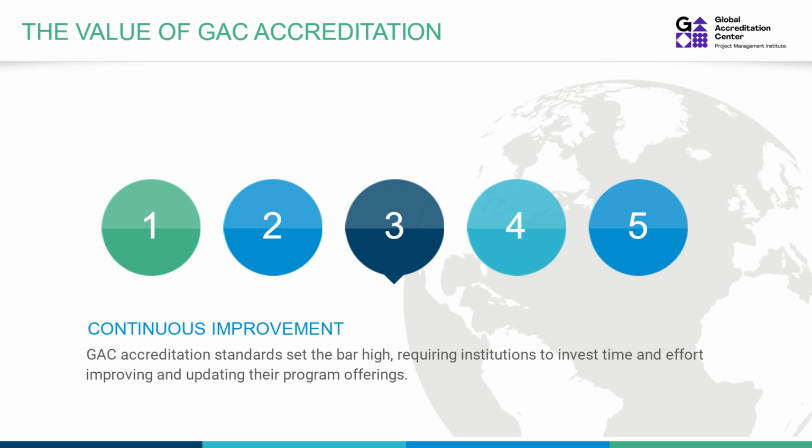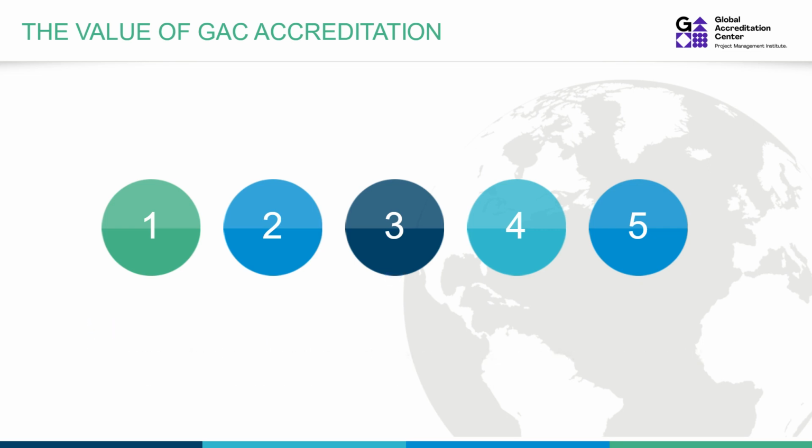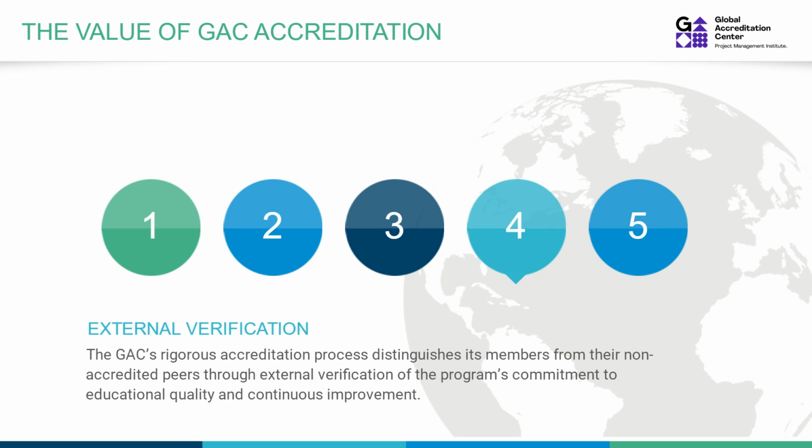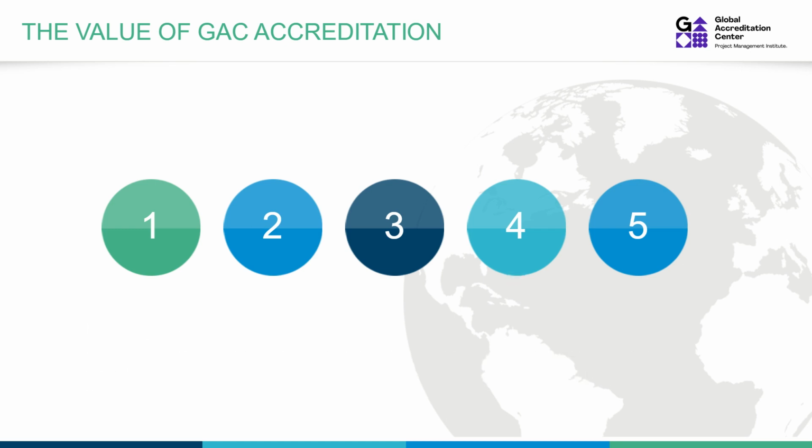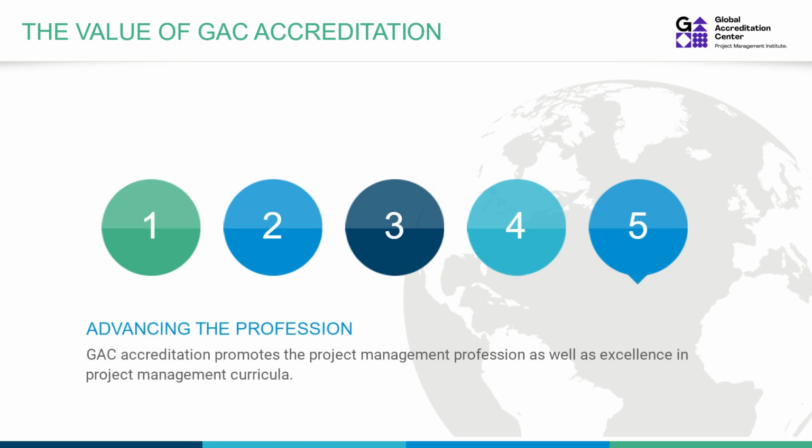Continuous improvement. GAC accreditation standards set the bar high, requiring institutions to invest resources and time in improving and updating their program offerings. External verification. The GAC's rigorous accreditation process distinguishes its members from their non-accredited peers through external verification of the program's commitment to educational quality and continuous improvement. Advancing the profession. GAC accreditation promotes the project management profession as well as excellence in project management curricula.